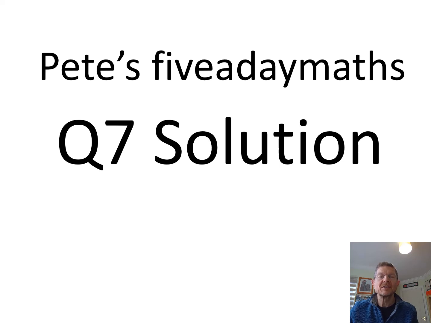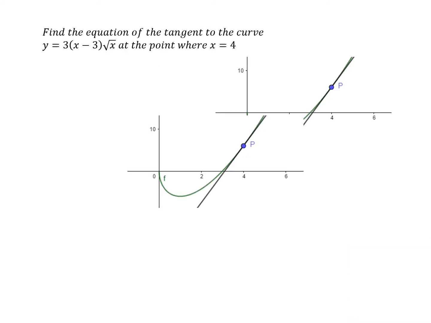Okay, so this is question 7. See if you got the same answer as me in this question. So here's a GeoGebra sketch of the graph in question, and the tangent. Remember that the tangent is tangential to the curve at the point in question. So it's got the same gradient as the curve at the point where they touch.